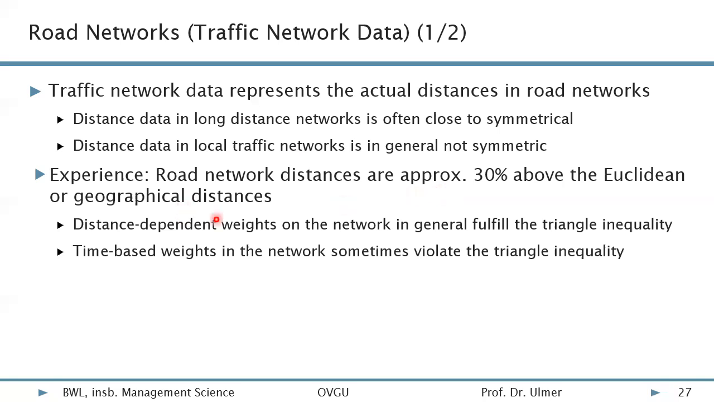The distance-dependent weights on a network in general fulfill the triangular inequality. So if we look at a road network, the direct distance is always shorter, but the time may violate triangular inequality because of different traffic speed limits.